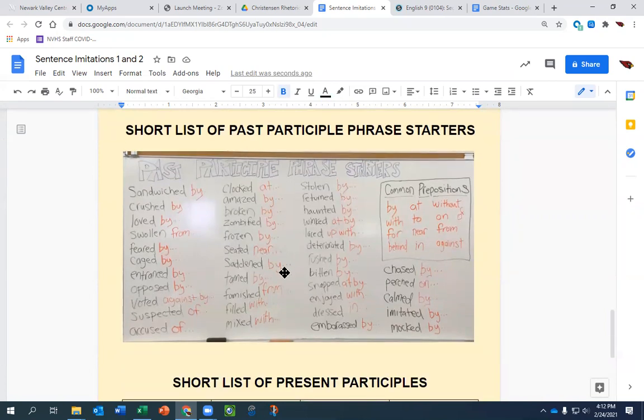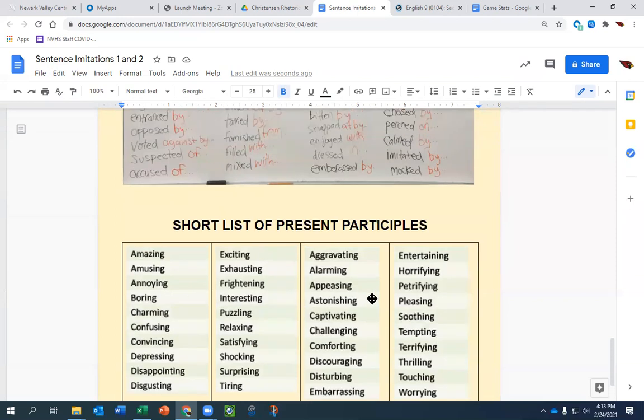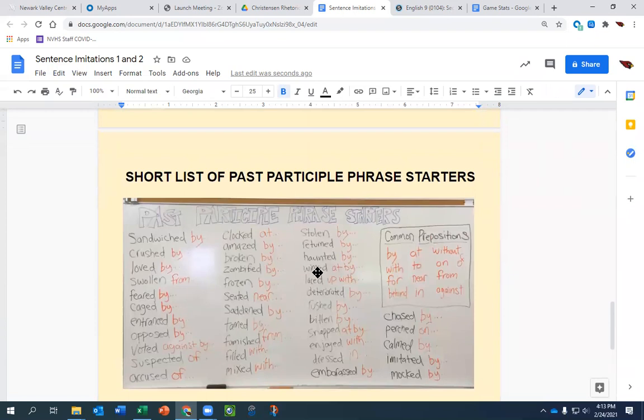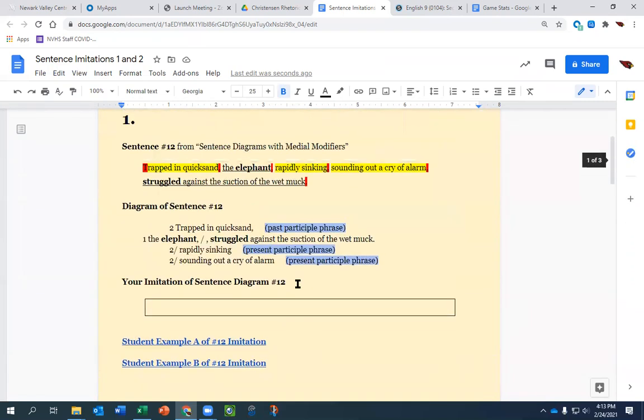Just in case you're having a hard time thinking of some, you don't need to take one from here. You don't need to use any of these, but you might, or you might find that one of these inspires you to think of a different one that actually works for what you need it for. And there's also a short list of present participles here. There's a ton of present participles in the English language. They're easier to think of. So this is not a complete list. These are just some to get your brain thinking. This one you may definitely need more because there's fewer past participles in the English language than there are present participles. Anyway, back to imitation number 1.